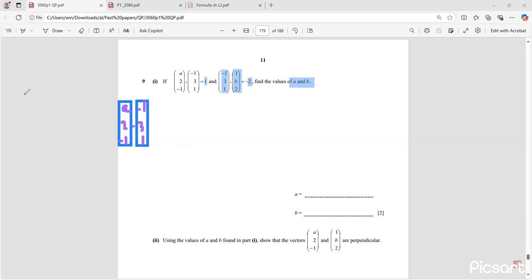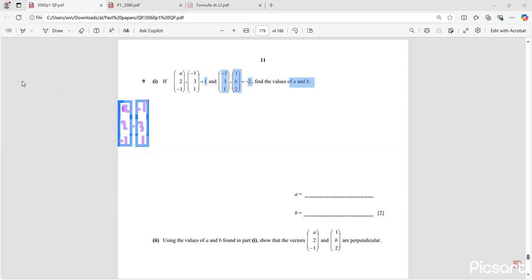So all what we do now is multiply a multiplied by negative 1, then plus 2 multiplied by 3, plus negative 1 multiplied by 1, and all that squared.